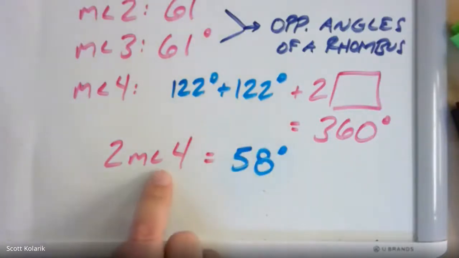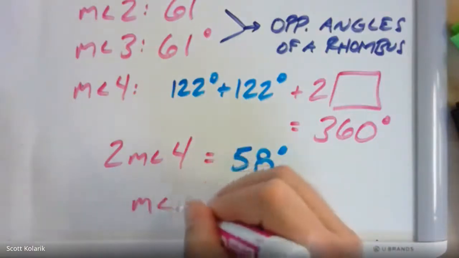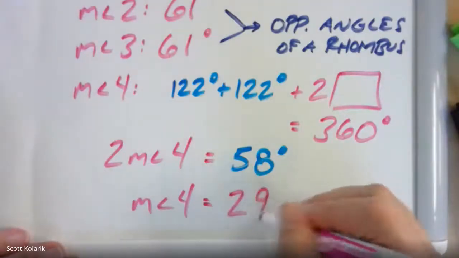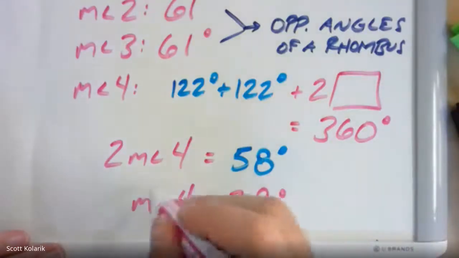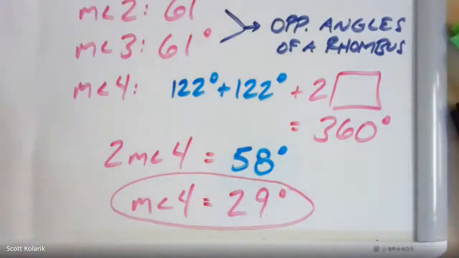So how do I find measurement of angle 4 specifically? That little sliver, simply cut it in half by dividing by 2. And so here's where I'll just divide 58 by 2. And I will get that measurement of angle 4 is equal to 29 degrees. Again, that's the tough one here. Took a little bit of investigative work, but 29 degrees has to be measurement angle 4.